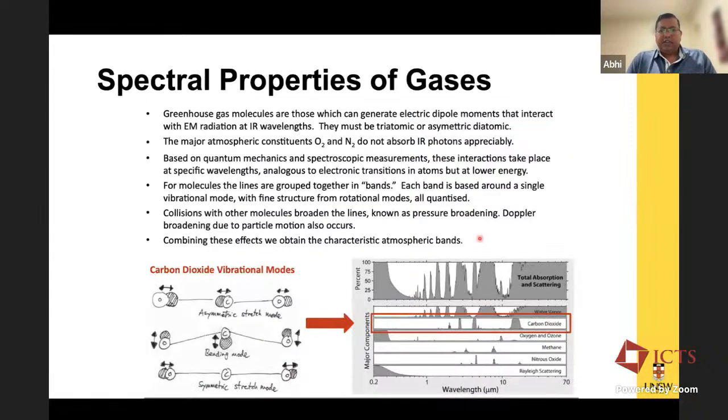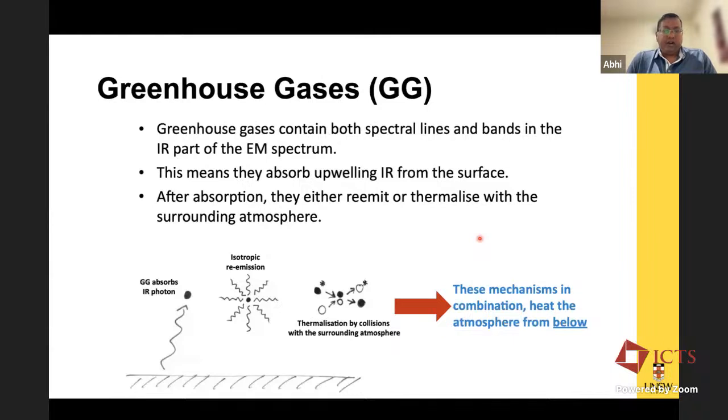I'm not going into the details of this, but basically the spectral properties of the gases would define the greenhouse effect. And as I think I've talked about earlier as well, it depends on the absorption and scattering. The greenhouse gases again have different characteristics. The spectral properties are different. So they also absorb upwelling infrared from the surface, and after absorption, they can re-emit and thermalize with the surrounding atmosphere.